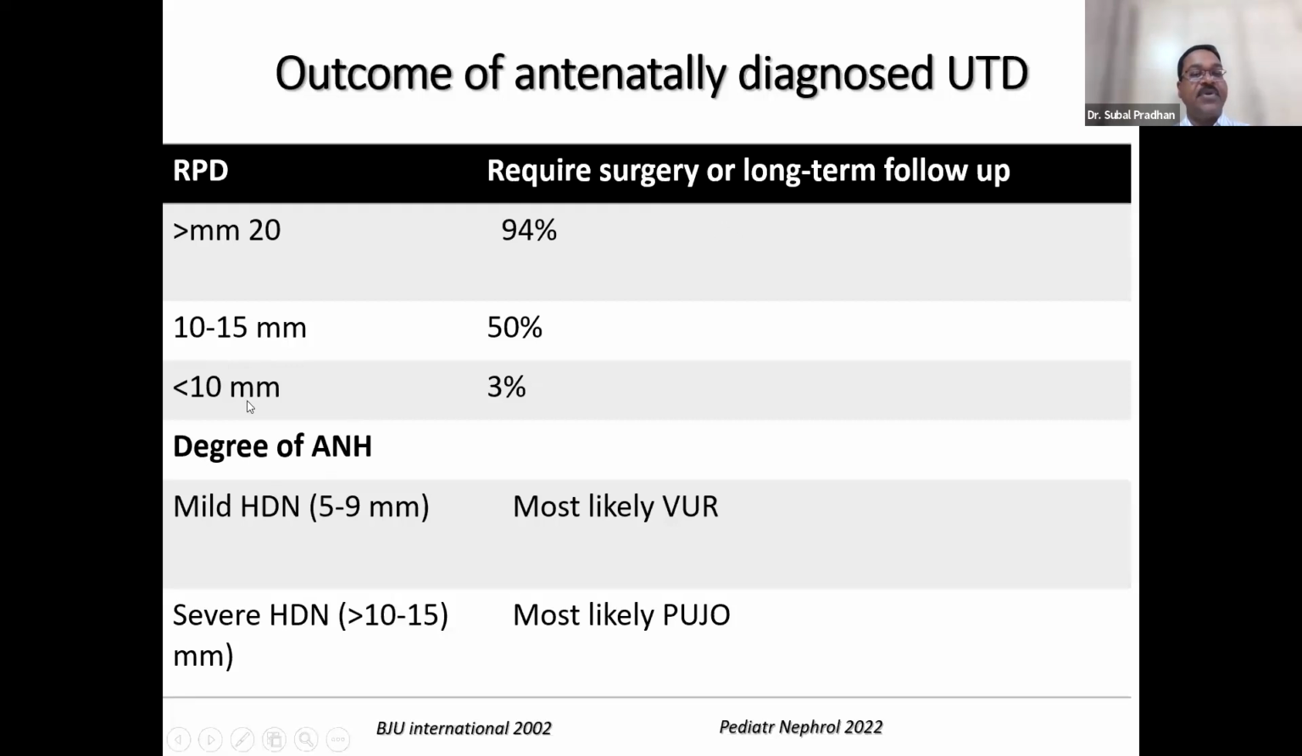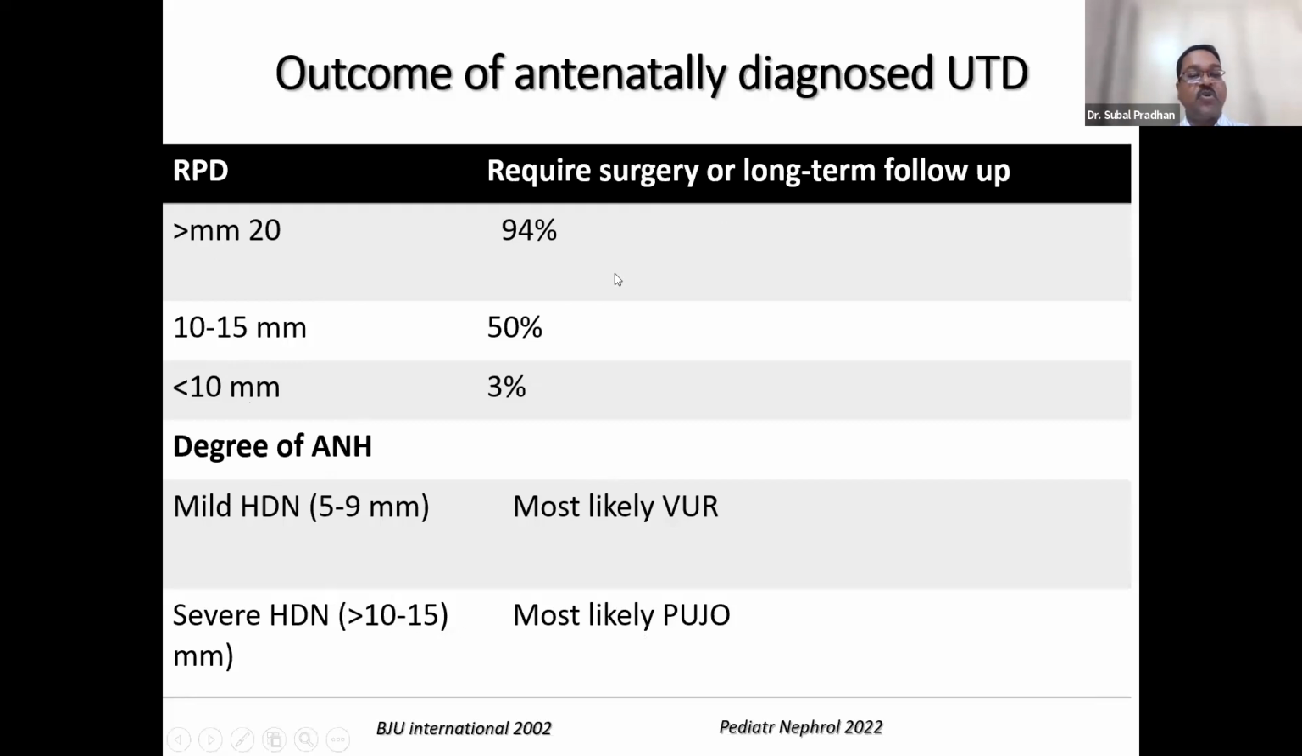Less than 10 millimeter require only 3% surgical interventions. While mild hydronephrosis between 5 to 9 millimeter most likely resolves, severe hydronephrosis from 10 to 15 millimeter is most likely UJ obstruction. So what does it mean? The more severe the hydronephrosis, the more likely they require surgical interventions or long-term follow-up.